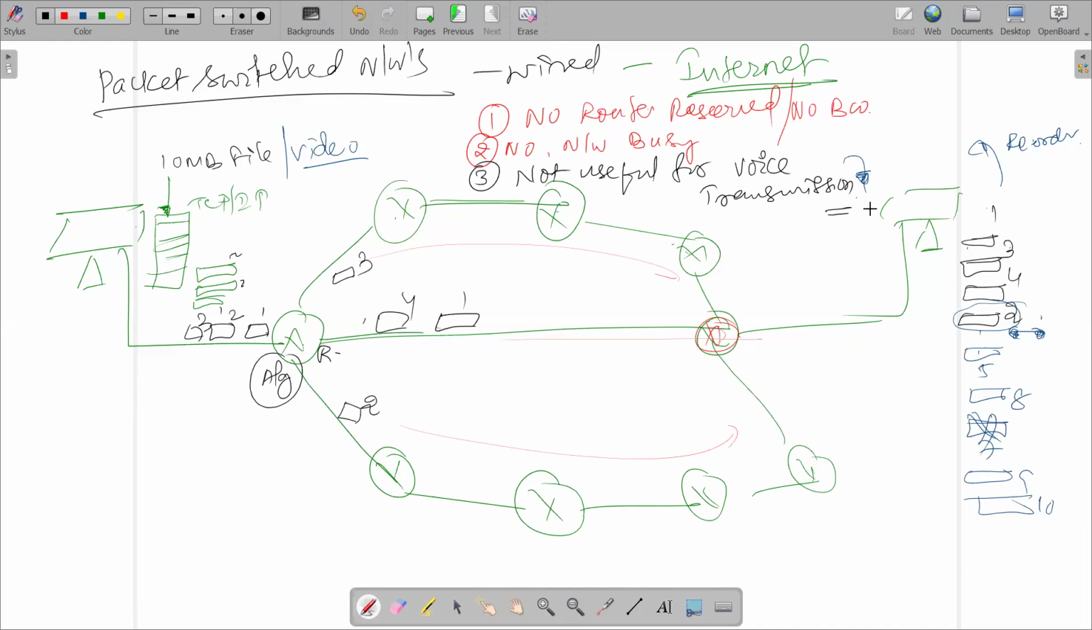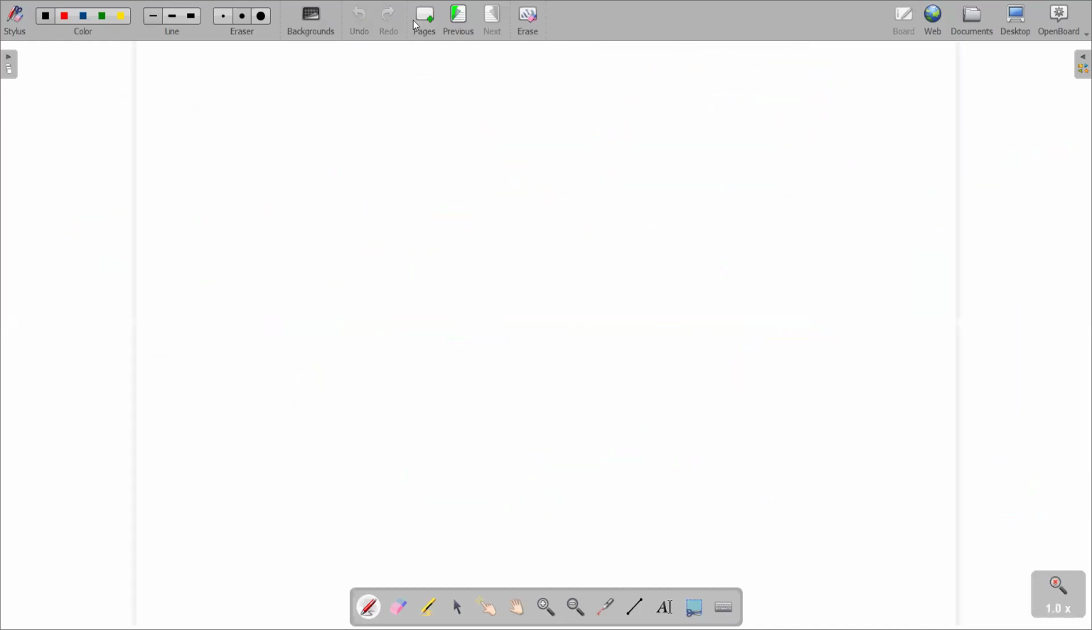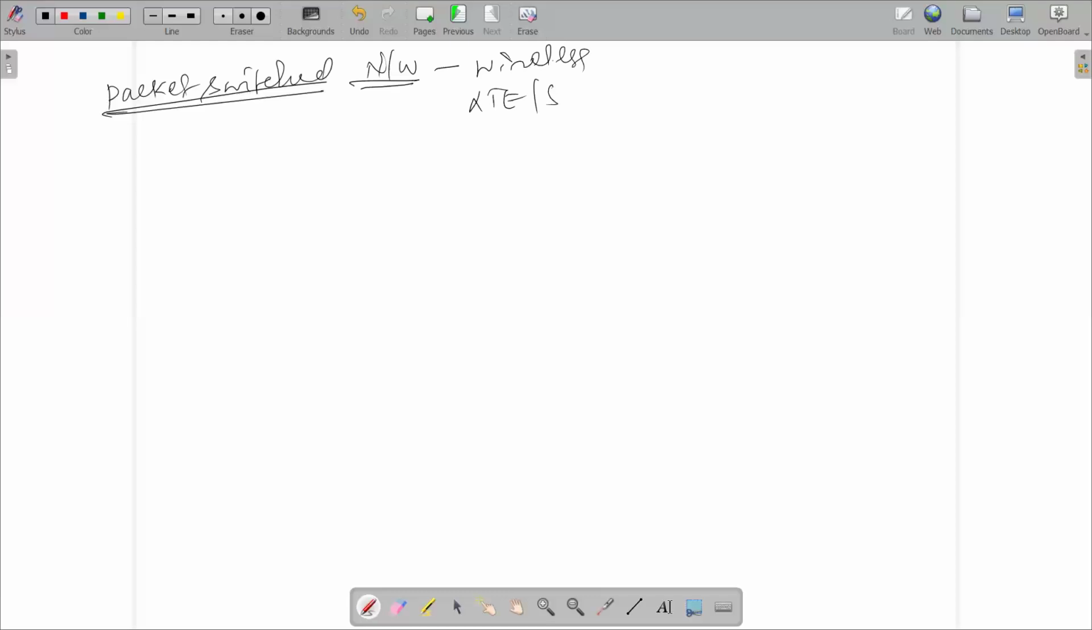Okay, packet switched. So we'll take the same kind of example. Packet switch network, wireless example. I can take LTE or 5G, because LTE and 5G are packet systems. So simply I am taking here LTE.